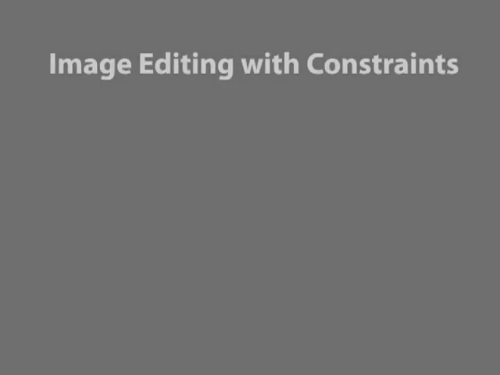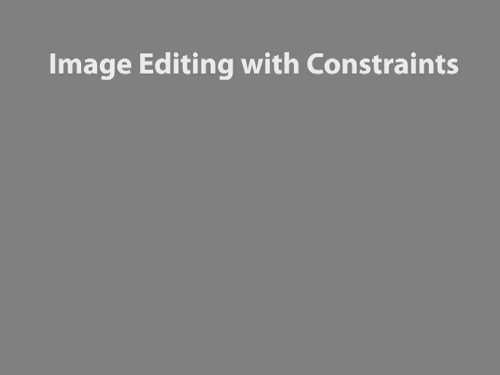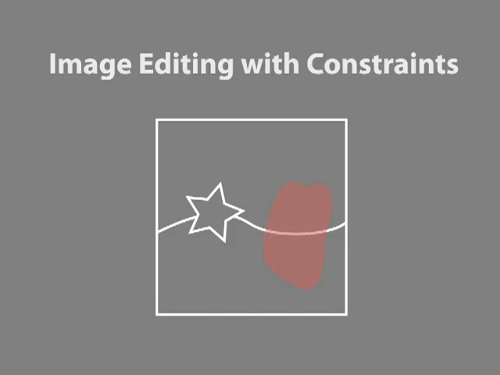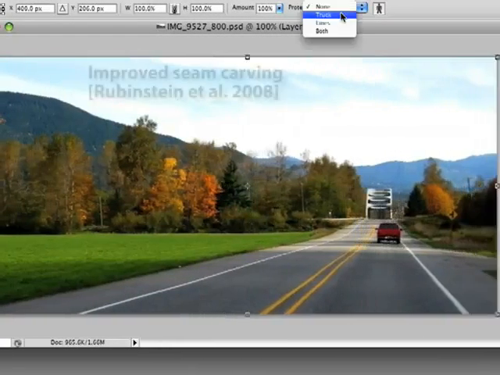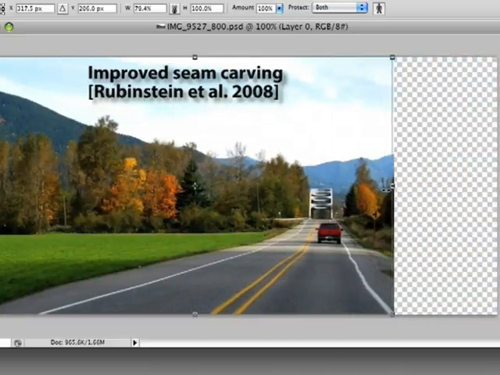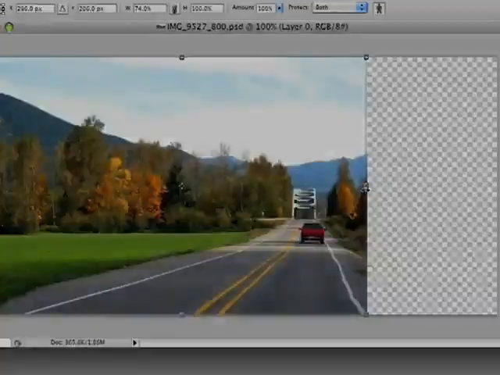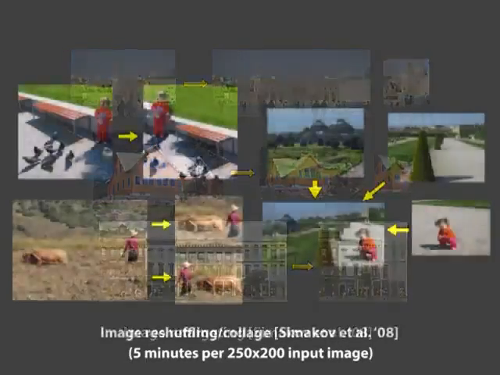Many recent image editing approaches take high-level image constraints as input, for example, a change of aspect ratio, or inpainting a marked region. Some of these algorithms are interactive, like seam carving, but offer limited control over the results. For example, here we can protect some regions from changing. Other algorithms offer more control, but are too slow and memory-intensive for interactive use.